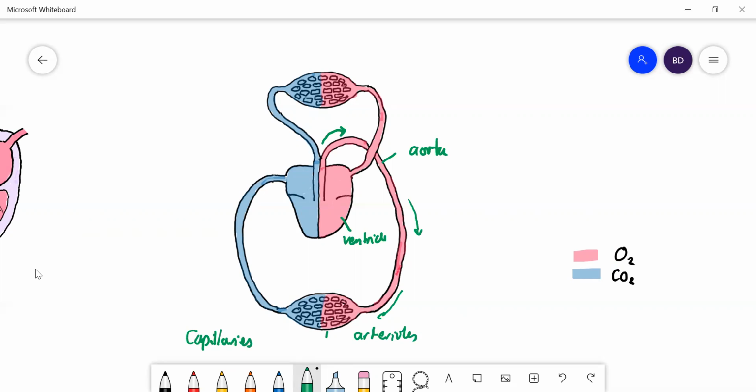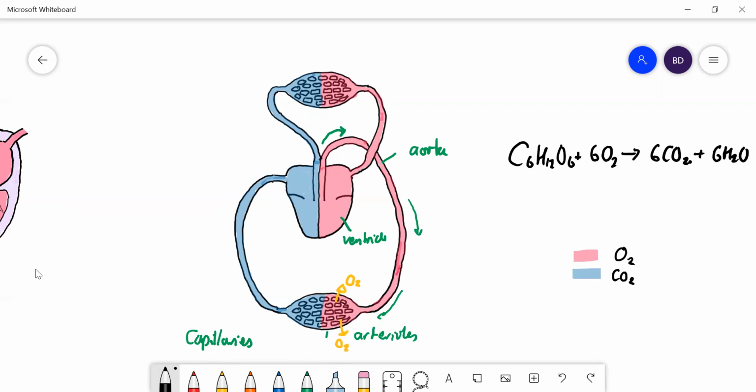When you reach the capillaries, the blood is in very close proximity to the tissues, and oxygen can diffuse out of the blood down the concentration gradient. There'll be a low concentration of oxygen in the tissues because the tissue has been respiring. The tissues are using up glucose, reacting it with oxygen to form carbon dioxide and water. That, of course, is called respiration.